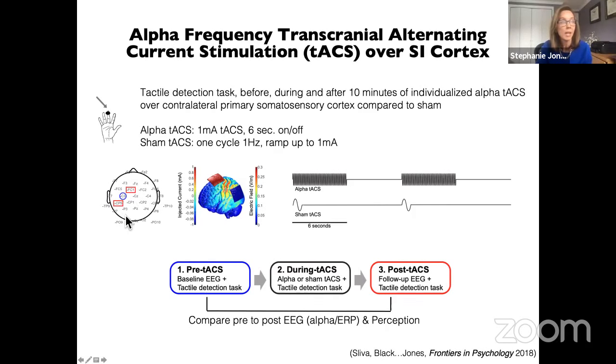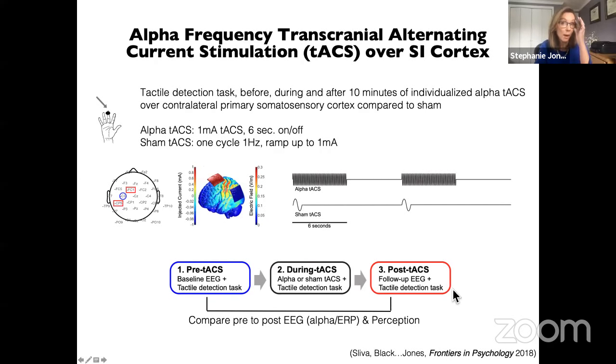We had two groups, one that got the alpha stimulation, which was very weak at 1 milliamp, and was on for 6 seconds, then off for 6 seconds. And then we had a sham group that had just this one cycle of a 1 hertz rhythm that ramped up and then turned off. What we wanted to compare was both the EEG activity in the alpha band and in the ERP before the tACS stimulation and after the tACS stimulation. And we also wanted to see, did tACS impact perception?